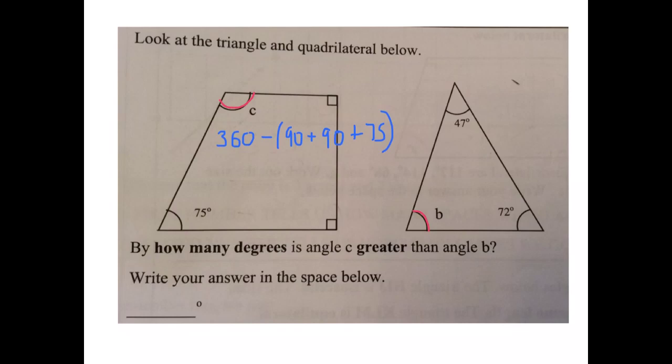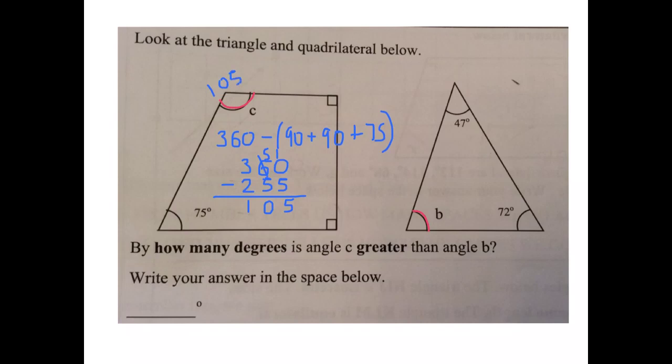So we've got 180 plus 75. Our sum is then 360, and we're subtracting 255. 0 take away 5, can't do, so a little bit of exchange. 10 take away 5 is 5. 5 take away 5 is 0. 3 take away 2 is 1. So my angle C is 105 degrees.